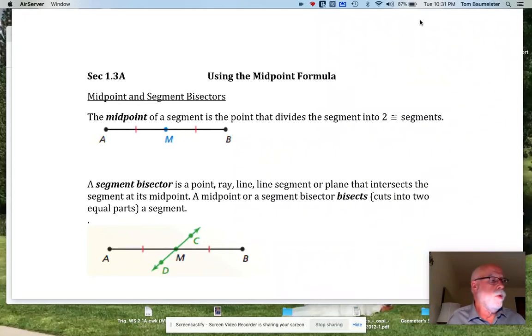Section 1.3, I put 1.3a because we are going to spend a couple of days on this, so it's going to be a real quick one here. So let's see, section 1.3a, we're going to do the midpoint formula. Section 1.3b, or day 2, we're going to do the distance formula. So on this one here, it says using the midpoint formula.